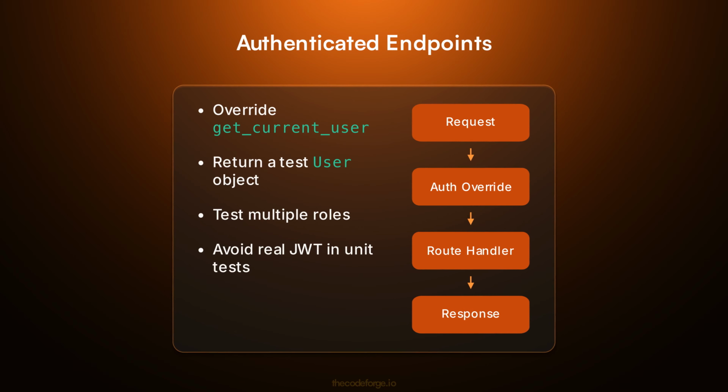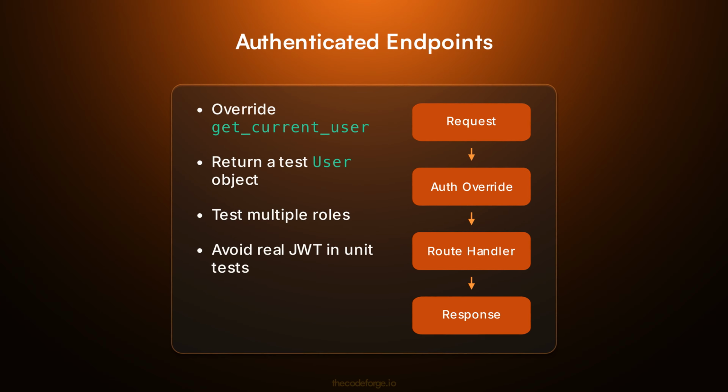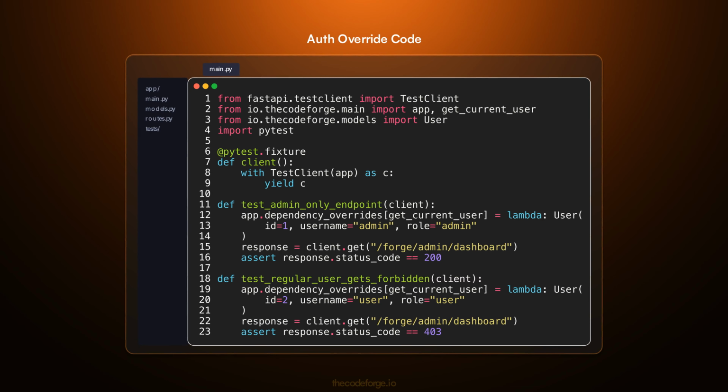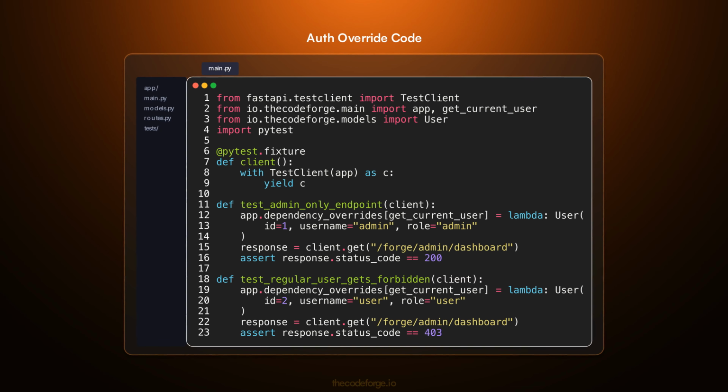For endpoints that require authentication, override the dependency that extracts the current user. This isolates your route logic from the auth provider and speeds up tests significantly. We override get_current_user with a lambda that returns a test user with a specific role. This lets us test authorization logic without generating real tokens.